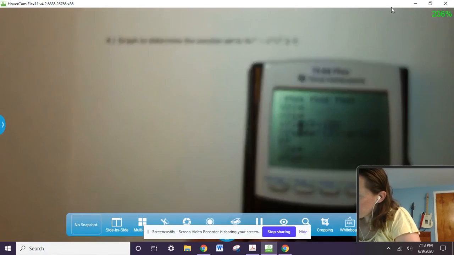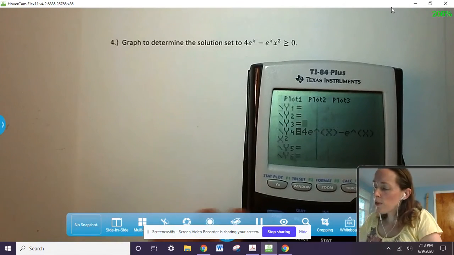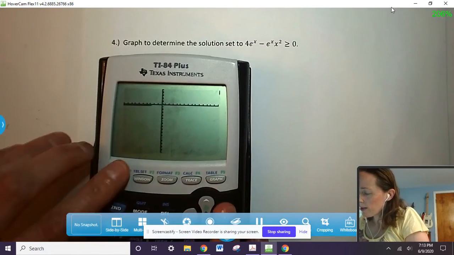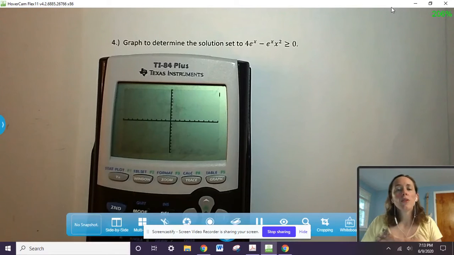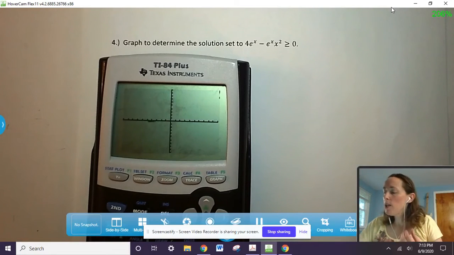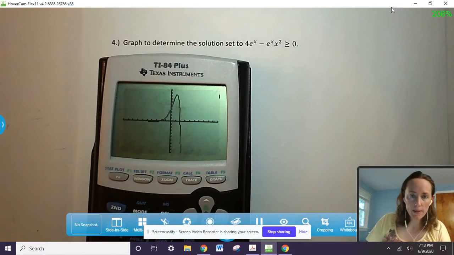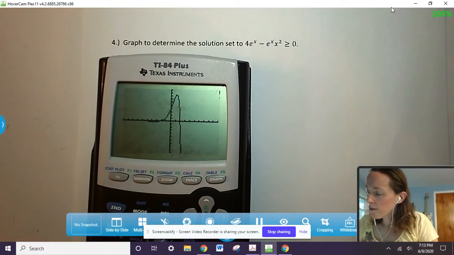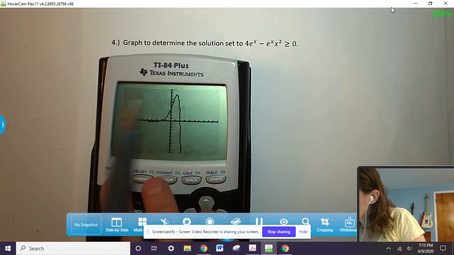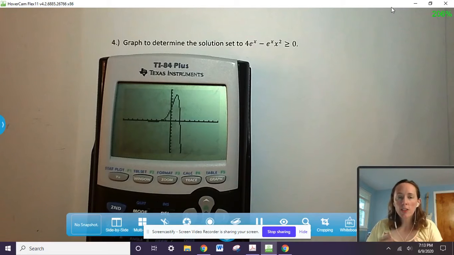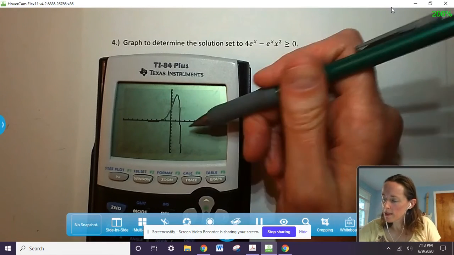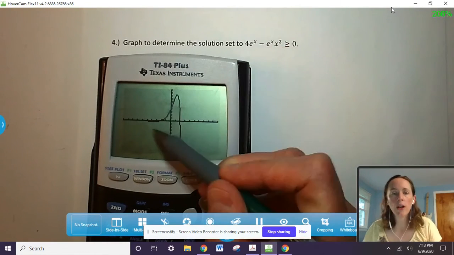And so I threw in an e to the x. I'm not in Zoom Standard. I'm going to go back to Zoom Standard. So I threw in an e to the x here. E, remember, is that special number called the natural base. And this is what my graph looks like. And when you take a look at it, you can see here we're below the x-axis. Here we're above. I'm not quite sure what's going on over there.